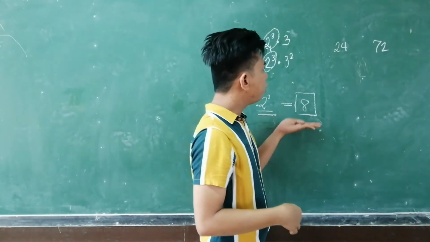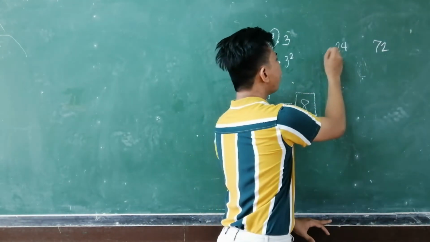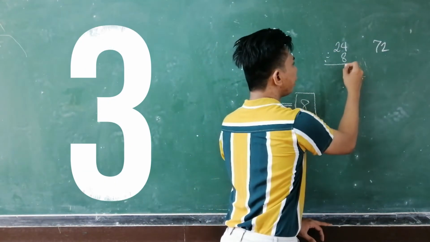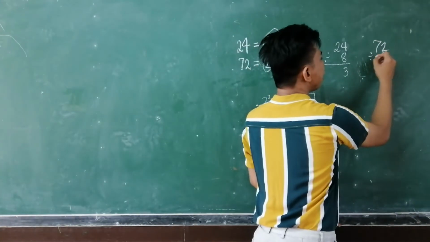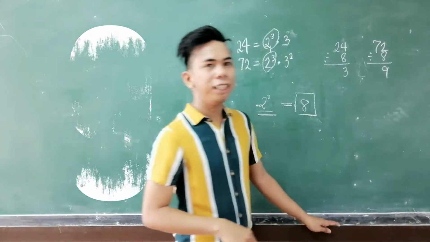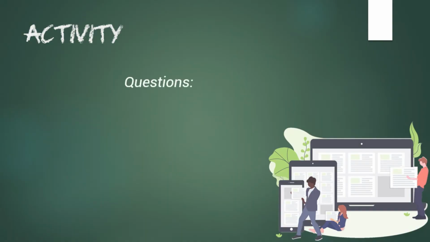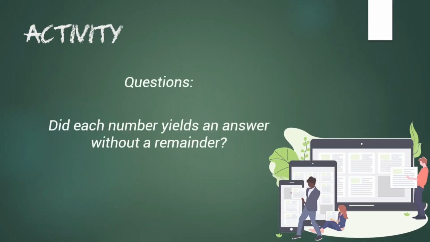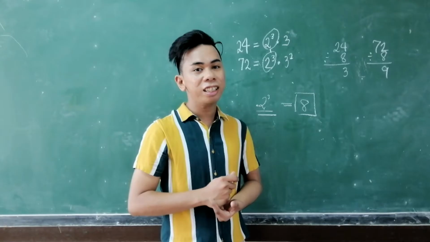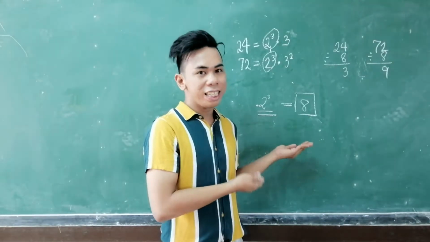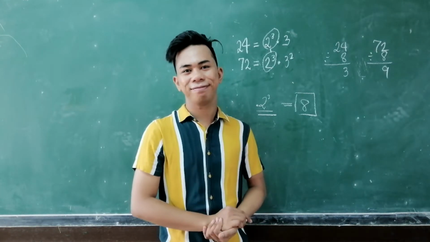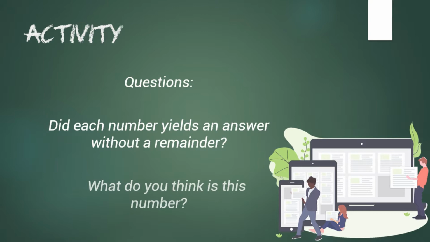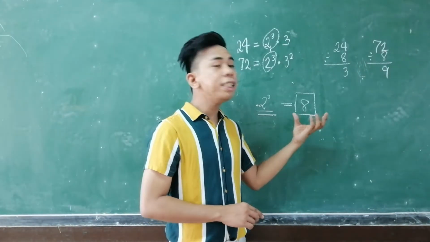I got 8. So 24 divided by 8 is 3. 72 divided by 8 is 9. Now, question. Did each number yield an answer without a remainder? In my case, yes. How about yours? What do you think is 8? What do you think is this number?